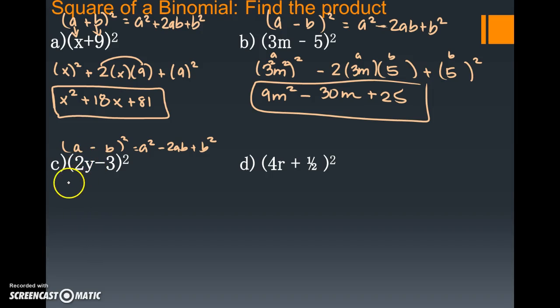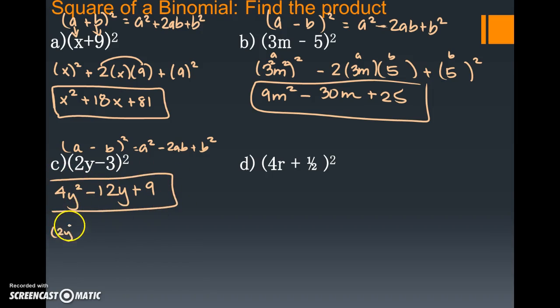a squared, this is 2 squared, so that's 4. y squared is y squared, minus 2ab. So 2 times 2 is 4, 4 times 3 is 12, and the y is still there. Plus b squared, so 3 squared, 9. And that's your answer if you do it all in your head. If you showed your work, I got that from (2y)² - 2 times 2y times 3 + 3². Love it? Hope so.